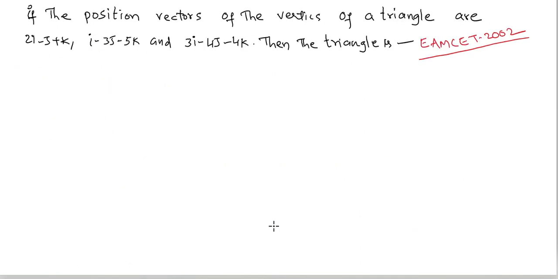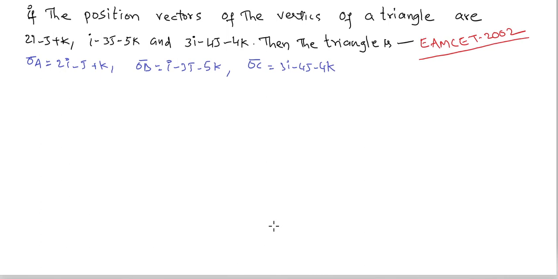If the position vectors of the vertices of a triangle are 2i bar minus j bar plus k bar, i bar minus 3j bar minus 5k bar, and 3i bar minus 4j bar minus 4k bar, then the triangle is dash. The 2002 question. Here is given OA bar is equal to 2i minus j plus k. OB bar is equal to i minus 3j minus 5k. And OC bar is equal to 3i minus 4j minus 4k.